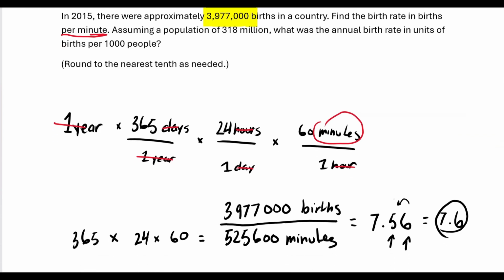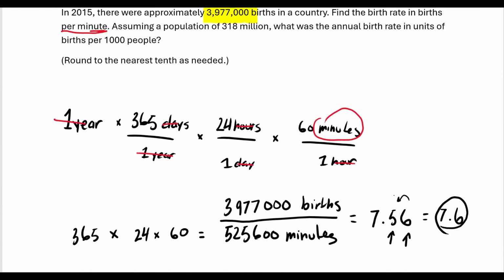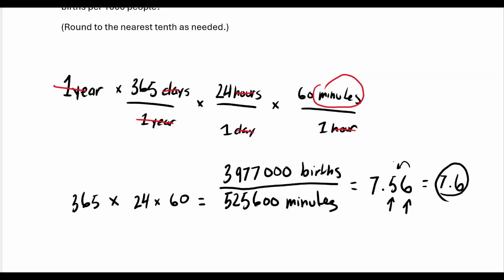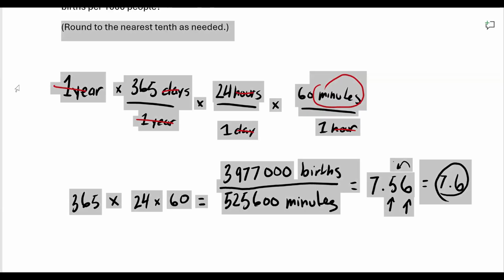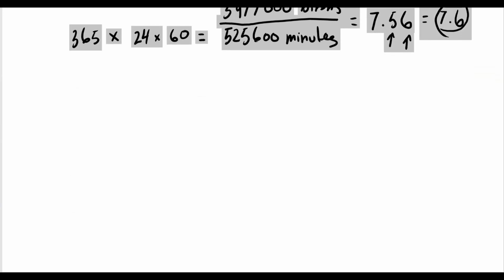We were asked to change the annual birth rate into the birth rate per minute. Now we're being asked to find the birth rate per 1,000 people. So let's see what we can do here. Remember that per means divide by, and I will make sure at the end of this video to show you a list of common terms that you may see.